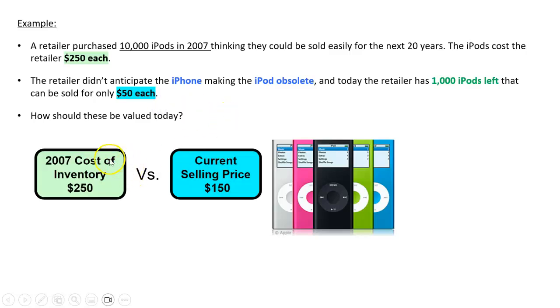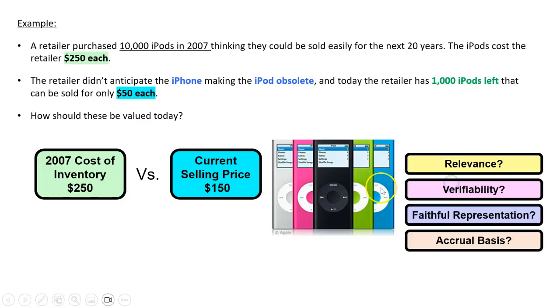Should we pick the cost of the inventory from 2007, which was $250? Or should we pick the current selling price of $50? That says $150, it should say 50. The problem here is the accounting theory says different things. If we look at relevance, verifiability, faithful representation, or accrual basis, you could argue and use those to actually justify either of those selling prices. So what we need is a rule.